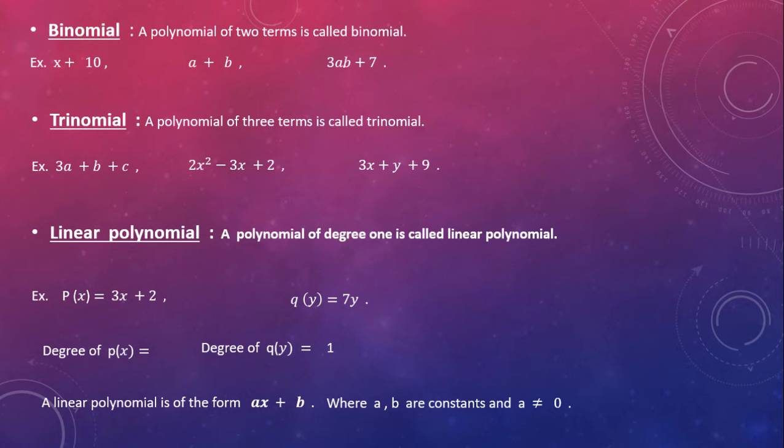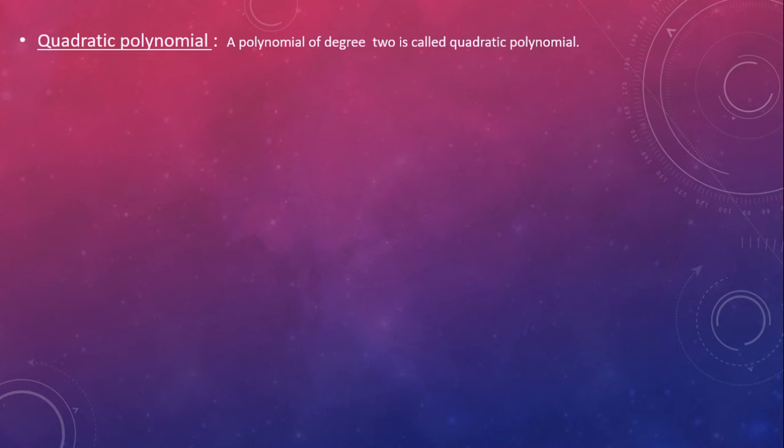In the first example, px equals to 3x plus 2, here a equal to 3 and b equals to 2. And in the second example, qy equals to 7y, here a equal to 7 and b equals to 0. Let's move on to the next type of polynomial, that is quadratic polynomial. A polynomial of degree 2 is called quadratic polynomial. That means if the degree of any polynomial is 2, it is called quadratic polynomial.